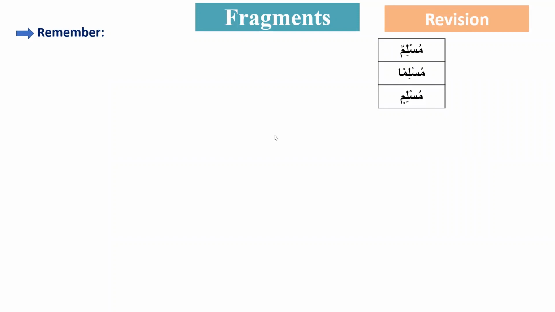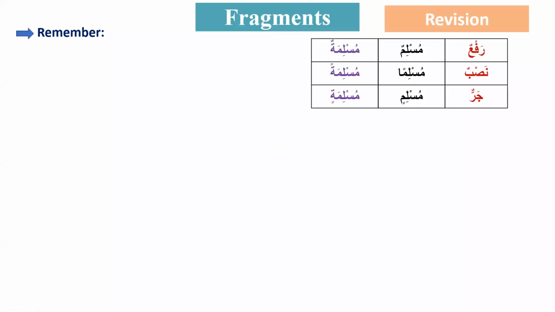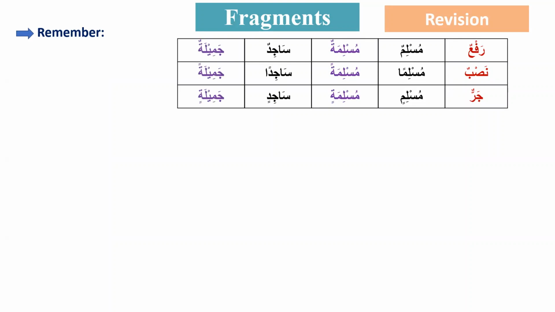In rafa, nasab, jar, it's easy to identify which one is rafa, which one is nasab, and which one is jar. Other examples will be Muslimatun, Muslimatan, Muslimatin, Sajidun, Sajidan, Sajidin, Jamilatun, Jamilatan, Jamilatin. In rafa, nasab, jar, they are different and easy to identify. They distinctly show their status. That is fully flexible. Okay.